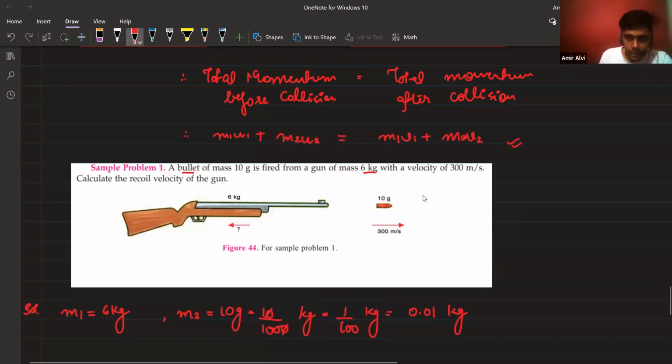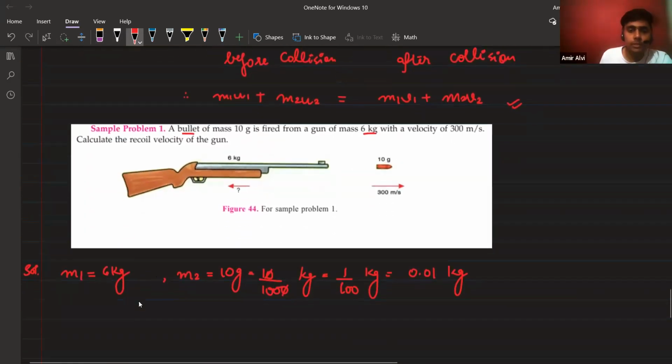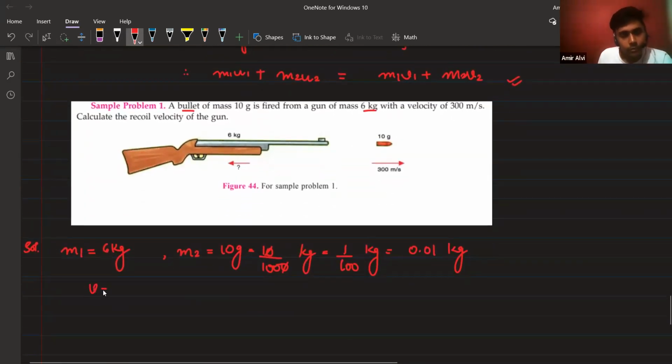Okay. The velocity of the bullet is 300 meter per second. Okay, tell me, what was the velocity of the bullet before the firing? 0. I'm just checking whether you know or not. Okay, so V is equal to 300 meter per second. It's V2. Clear? We need to find the velocity of the bullet. Oh, sorry, rifle.